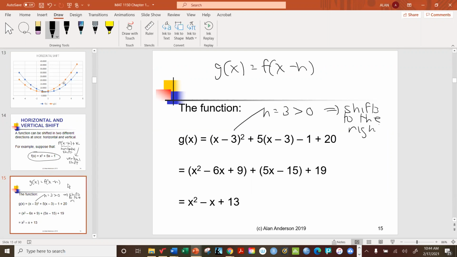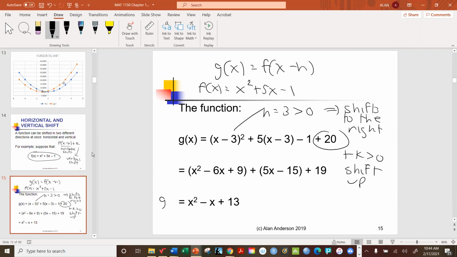And then on top of that, there's an extra 20 here. We've added a constant, which is greater than 0. So this is a shift up. So when the constant is positive, we shift up. And when we subtract a positive number, the shift is also to the right. So the new function, we started out with f of x is x squared plus 5x minus 1. And now g of x is this.